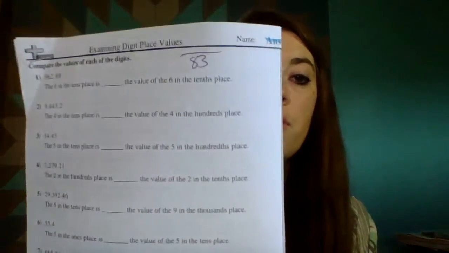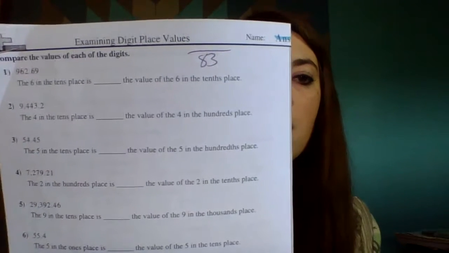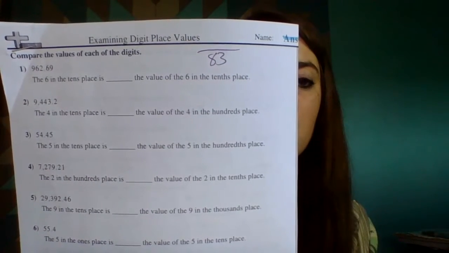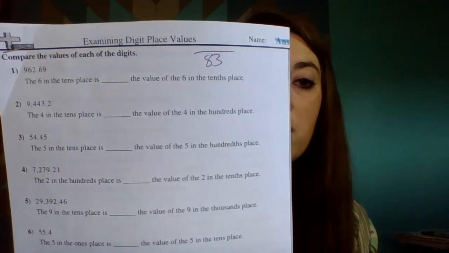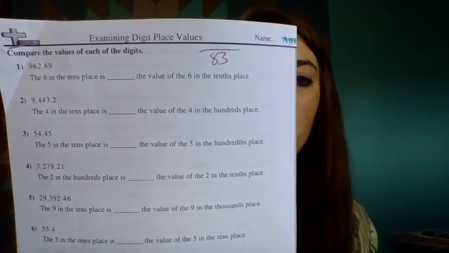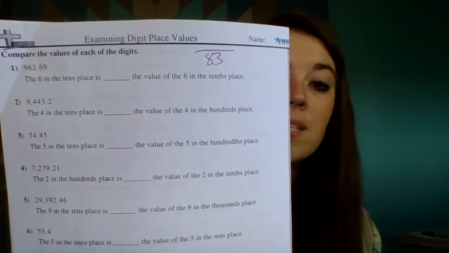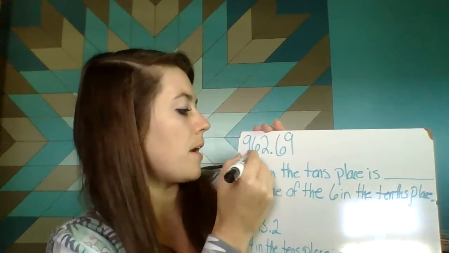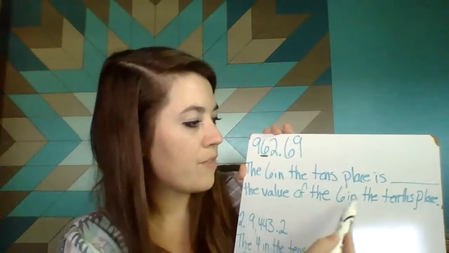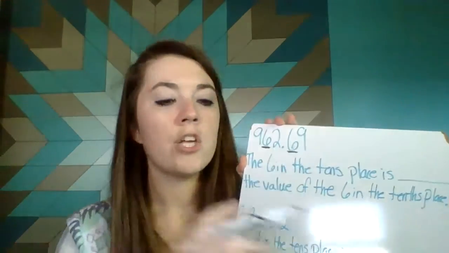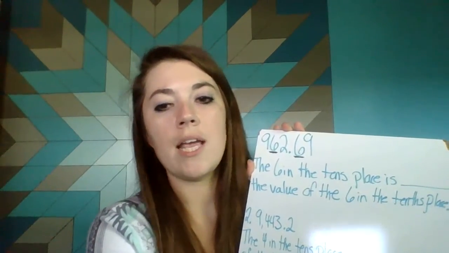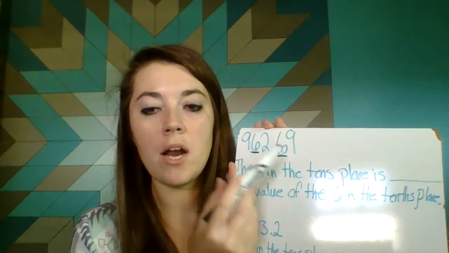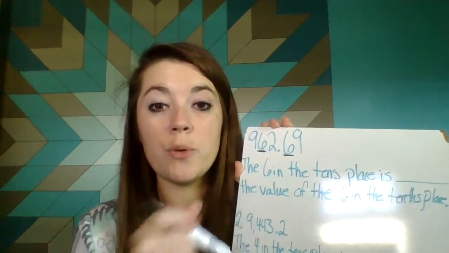Alright, if you notice this first one, it says 962 and 69 hundredths. Underneath it, it says the 6 in the tens place is blank the value of the 6 in the tenths place. I've got this written on a whiteboard to talk to you about. So that's this 6 right here. What we're looking for is how much bigger this number is than this number, because they're the same digit, but in two different place values.